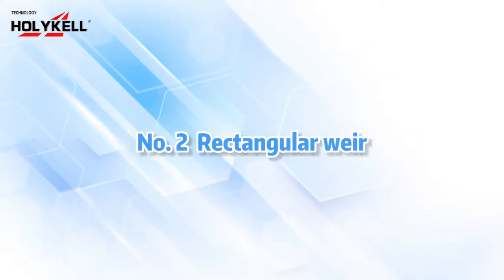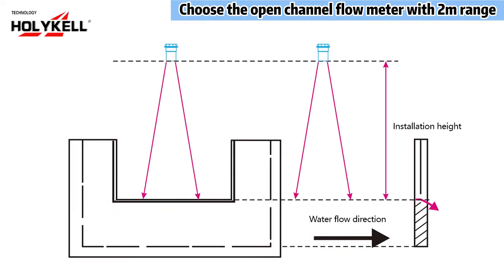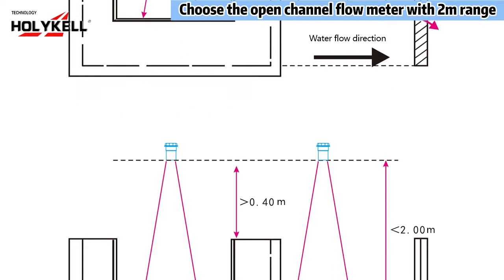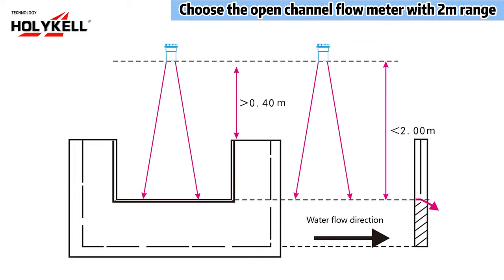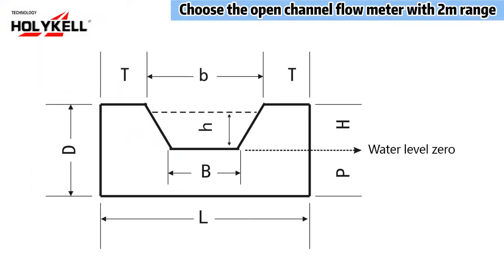Number 2. Rectangular weir. Choose the open channel flow meter with 2 meters range. Number 3. Trapezoidal weir. Choose the open channel flow meter with 2 meters range.